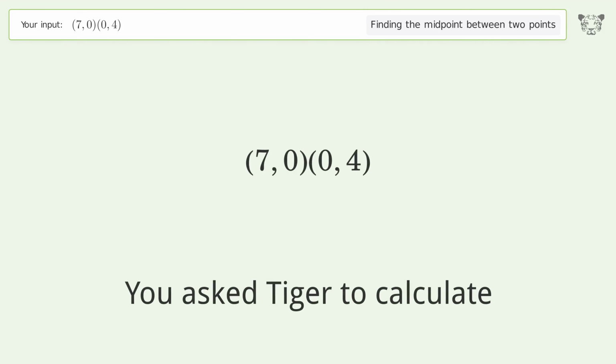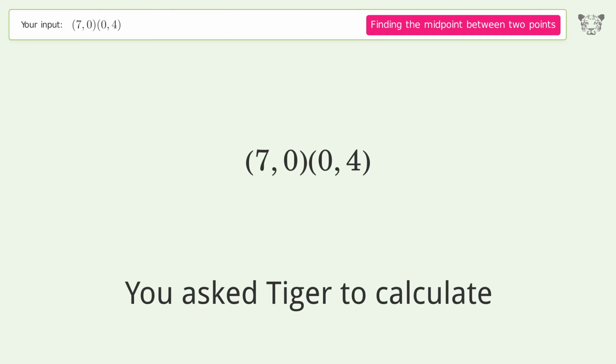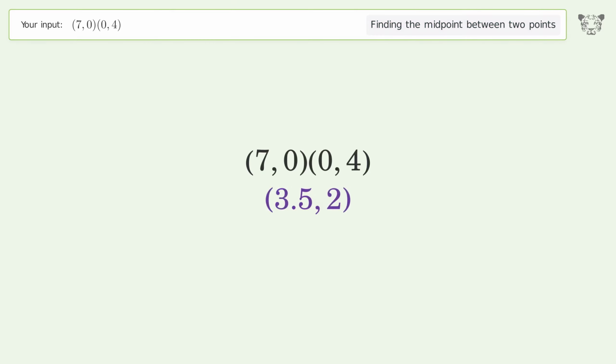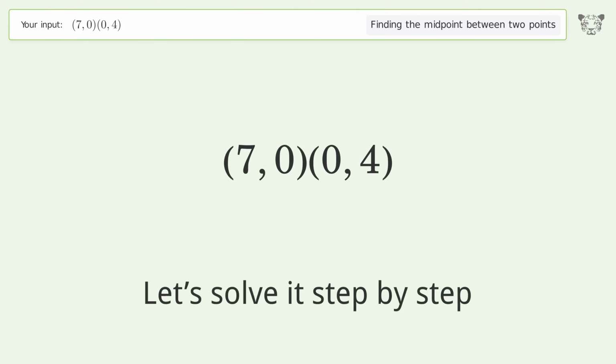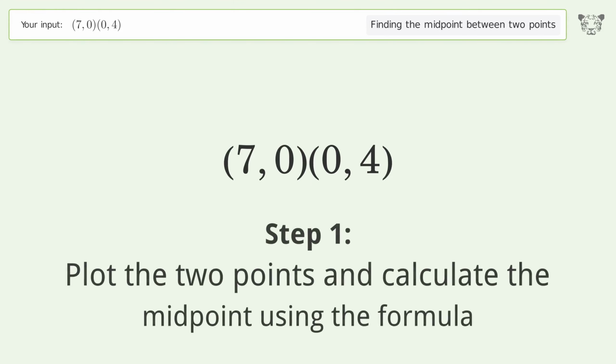You ask Tiger to calculate. This deals with finding the midpoint between 2 points. The midpoint between the 2 points is 3.5, 2. Let's solve it step by step. Plot the 2 points and calculate the midpoint using the formula.